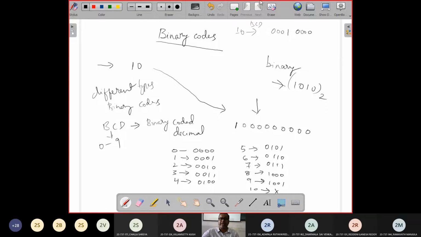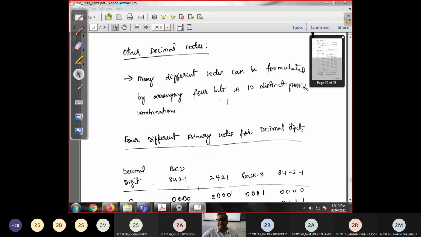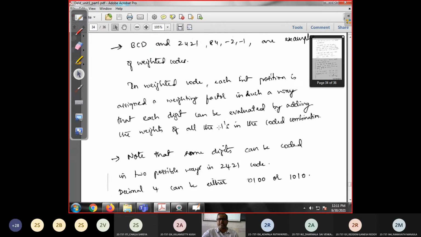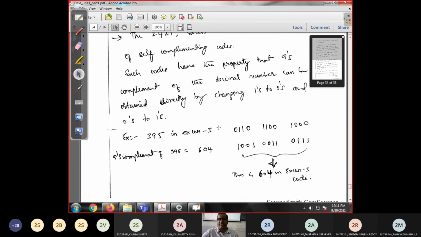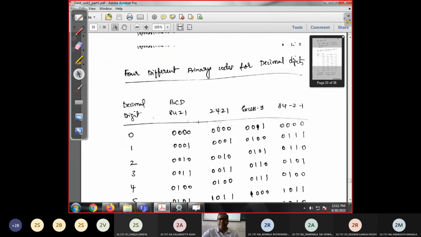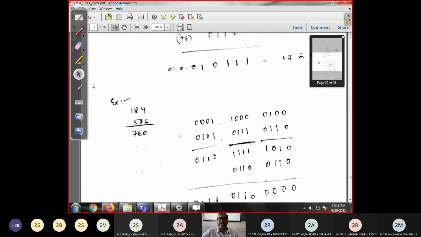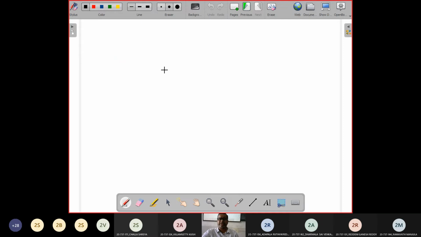So we have seen an example, right? I don't know how many of you remember or not, so I'll just go through it. Say for example, I am doing some BCD arithmetic where I'm adding numbers like this, 184 and 576. I am doing BCD arithmetic, 184 plus 576.